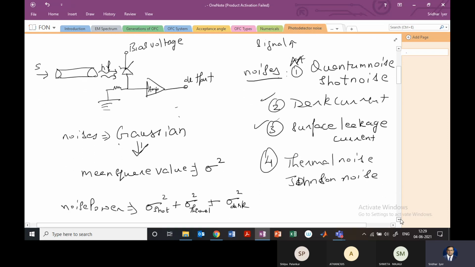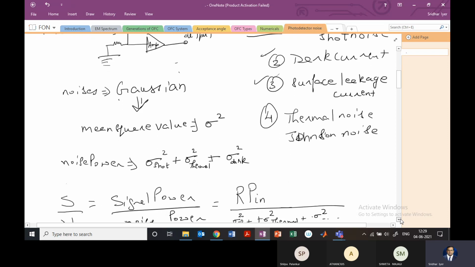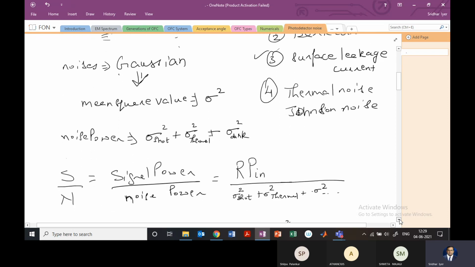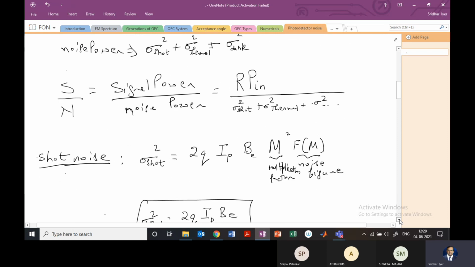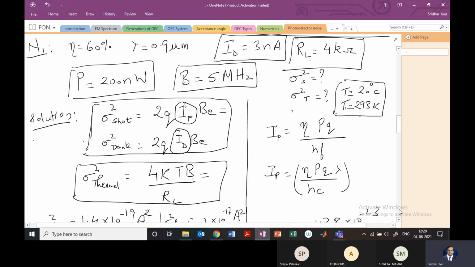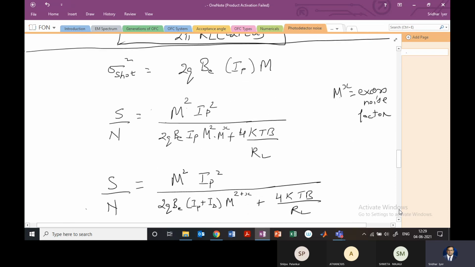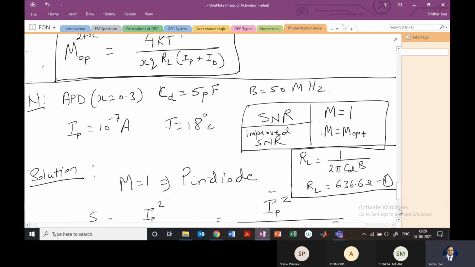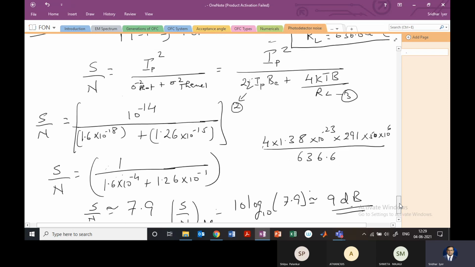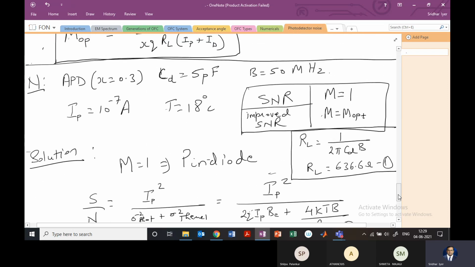In general, we measure them in the form of mean square value, sigma square. Then I showed you how to measure the signal to noise ratio. We assume that all of them are Gaussian in nature, so their mean square errors, that is the variances, can just be added. So we have done the equation of all the noises. Then we solved some numericals based on finding the noises and the signal to noise ratio. So we were doing one numerical.